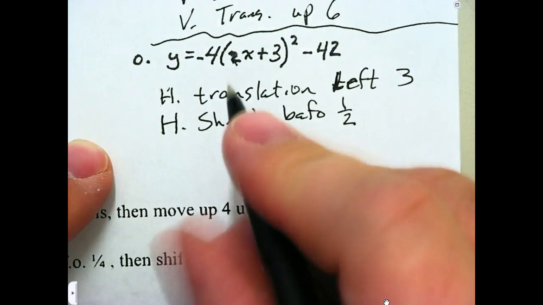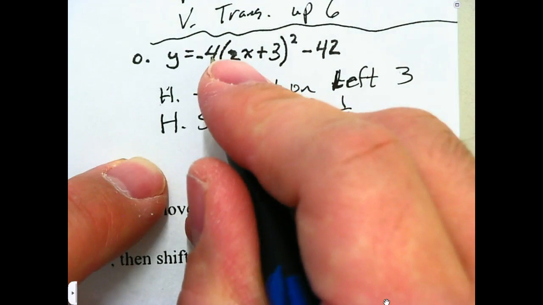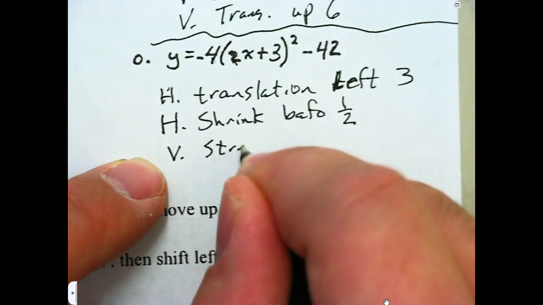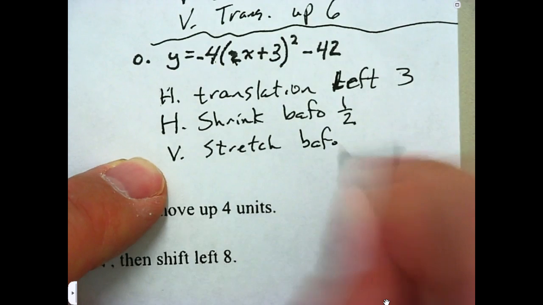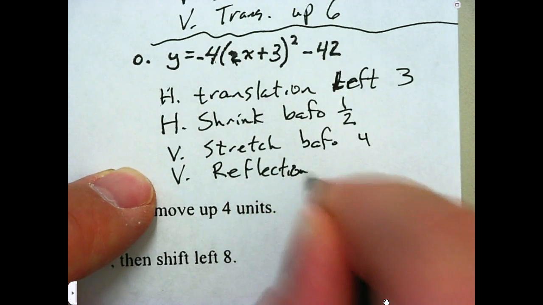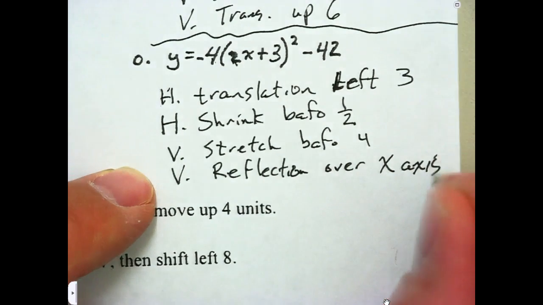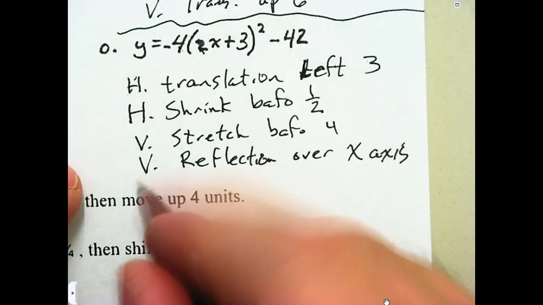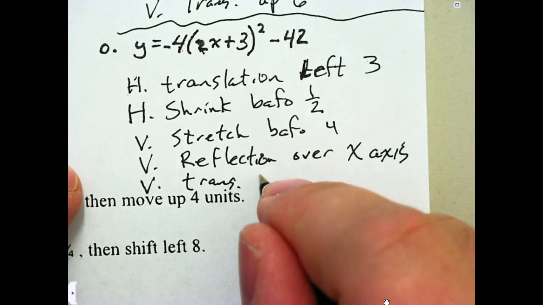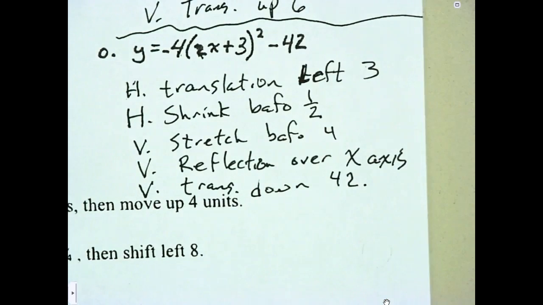Okay. Then where do we go? Kristen? -4. So what do we have there? Good. We have a reflection or a stretch first. It doesn't matter which one. So if I did the vertical stretch, factor of 4, then I go a vertical reflection over which axis? The x-axis. Okay, and then finally we deal with the -42, which is a vertical translation up or down? Down 42. All right.